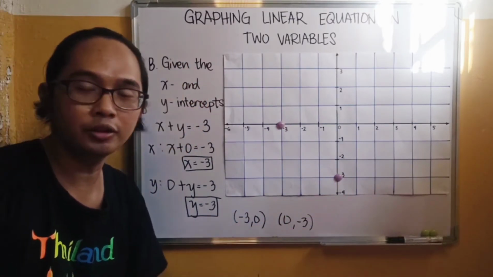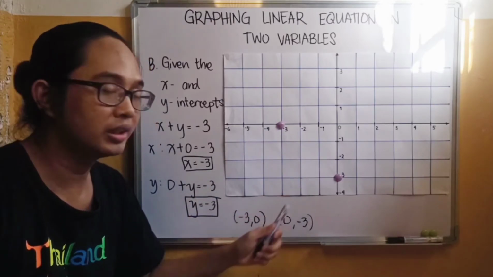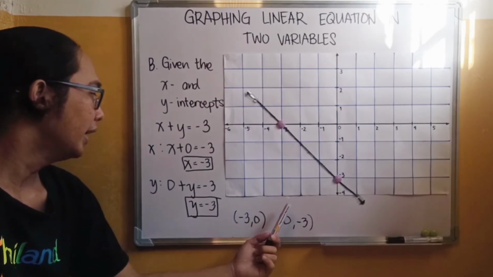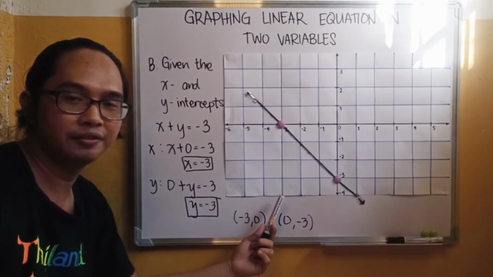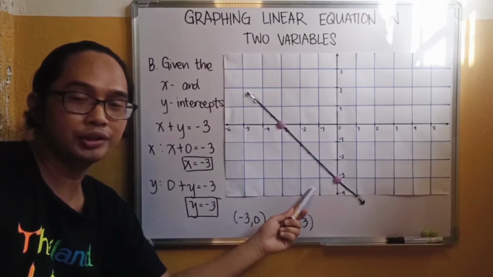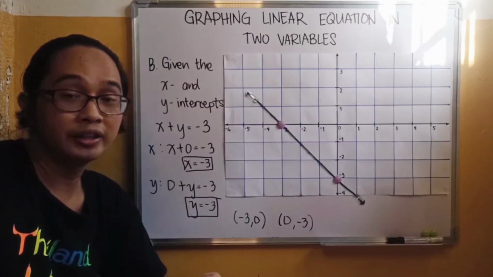Okay, after plotting the 2 points, what we are going to do is we need to connect the 2 points using a straight line. This is the graph of our linear equation, x plus y equals negative 3. And in order to describe the graph of our linear equation, we need to look for our slope.